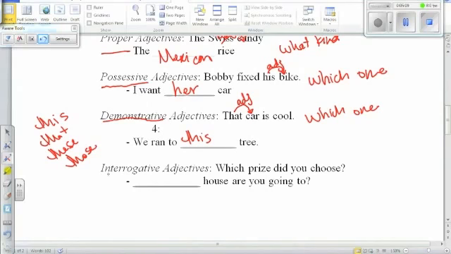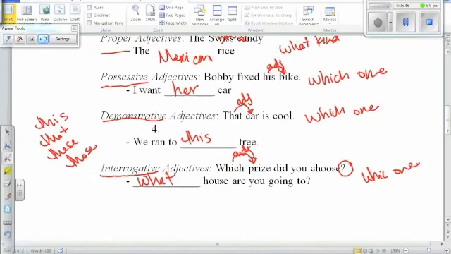Finally, we have interrogative adjectives. You have probably learned about interrogative sentences. They are sentences with a question mark on the end. These would also answer which one. So, which prize did you choose? Obviously, oh, shoot, I should not have underlined it. Obviously, which is an adjective telling me about prize. Another example here would be, what house are you going to?